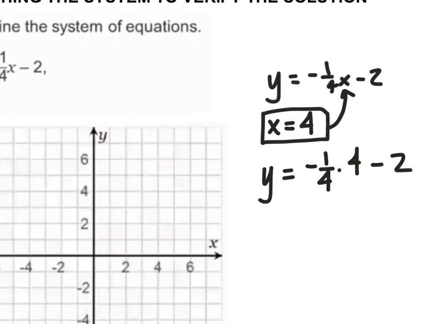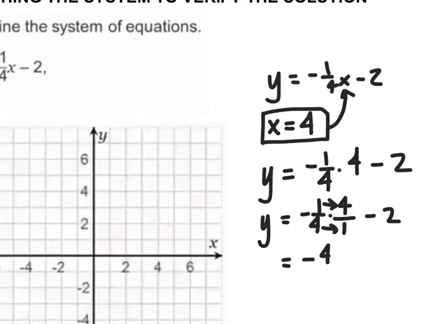Now what I'm going to do is multiply these two numbers together. In order for me to do that, I want to have negative 1/4 times positive 4 over 1 and then minus 2. So I'm going to multiply across. So I got negative 1 times 4, which is negative 4, over 4 times 1, which is 4, and then minus 2, and that's what's equal to y.